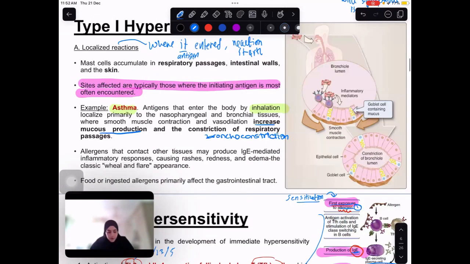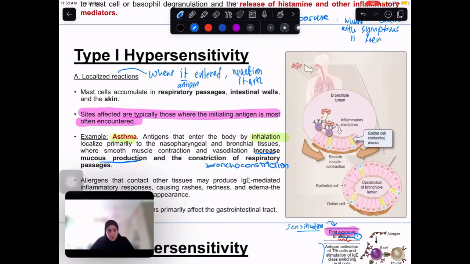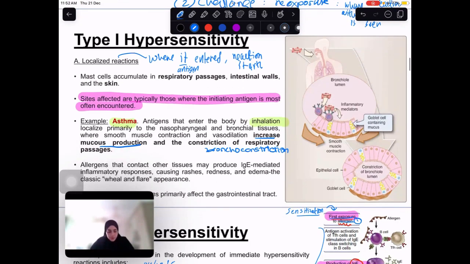Now, we know eosinophils are involved in allergies and parasites. We have studied this before. So it makes sense why they are also going to be involved.